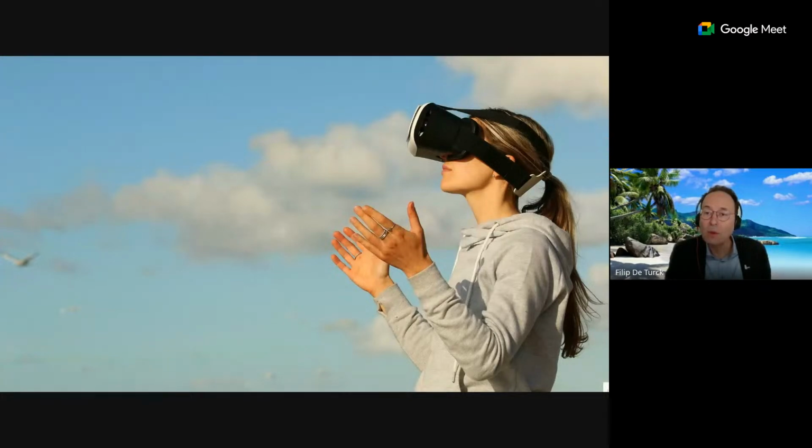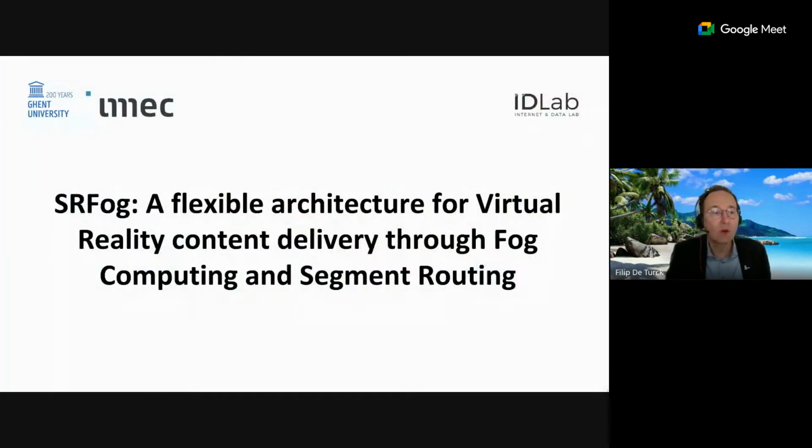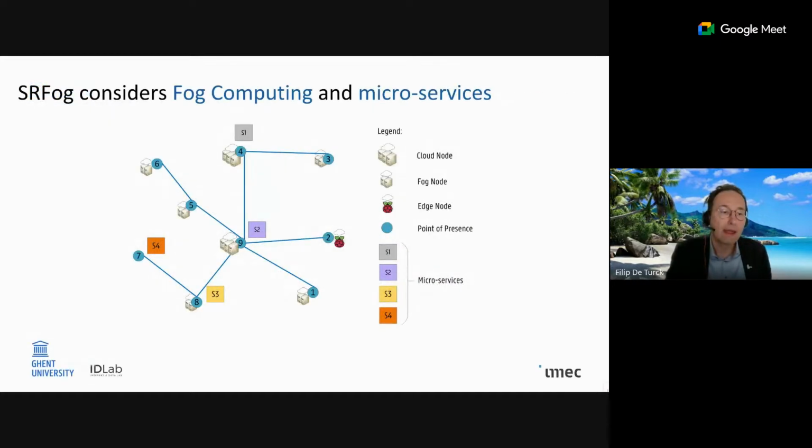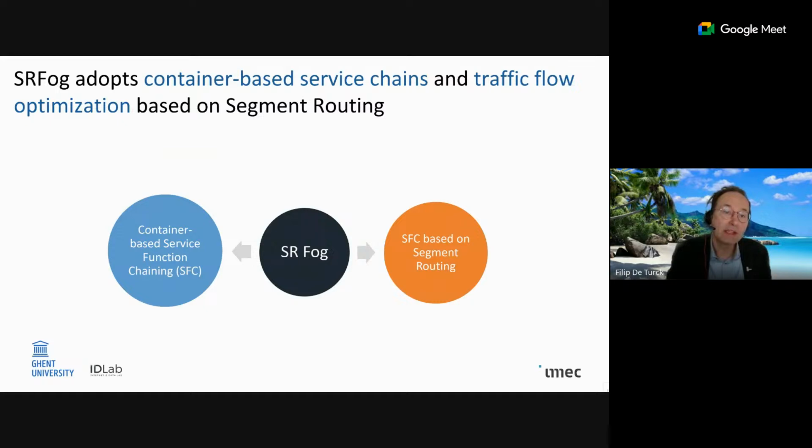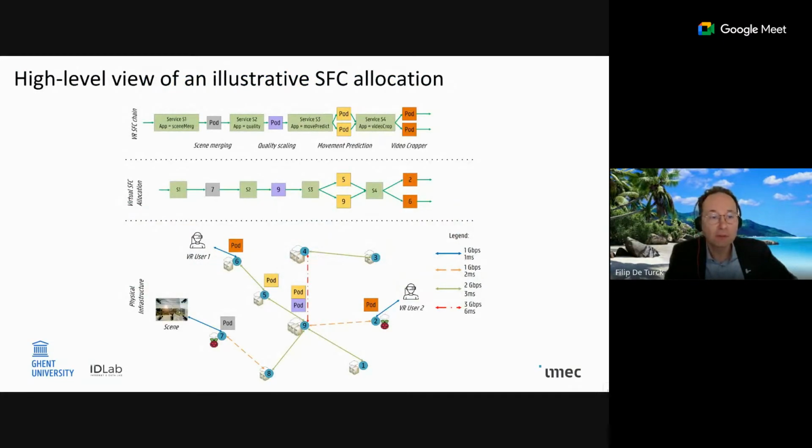And in my team, we designed a platform for this, and we call this SR-Fog. So it's based on segment routing and also the concept of fog computing. And we make use of microservices, and the microservices correspond to the virtual network functions, and we optimally place them also by following the Kubernetes architecture model, placing them efficiently inside pods, inside containers, to be able to make sure that the content delivery is very efficient and very convenient to the end users.